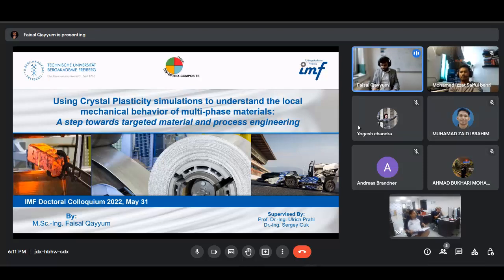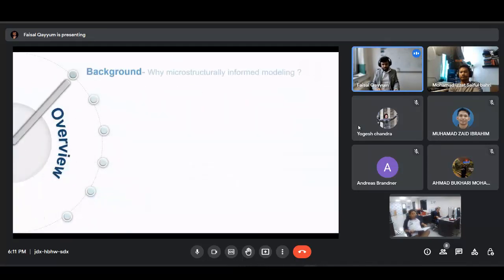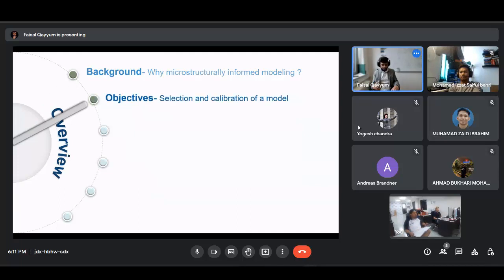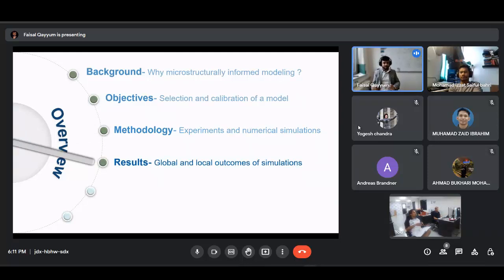In my presentation today, I will quickly talk about the background, why microstructurally informed modeling is important and necessary, as well as the basics and some theoretical background. Then I will talk a little bit about the objectives, the selection and calibration of the model. I will talk about the methodology and results of different examples.